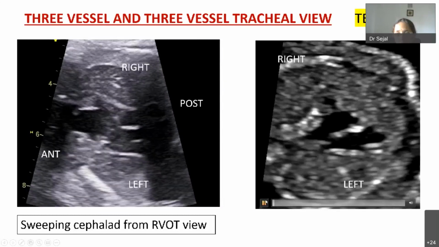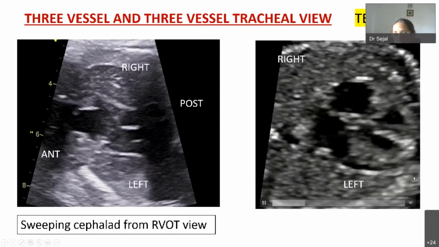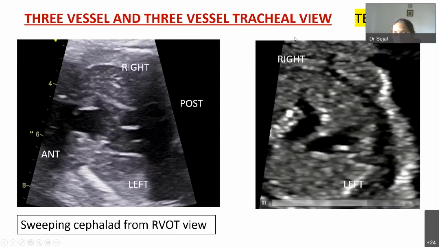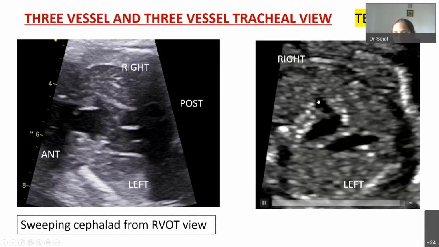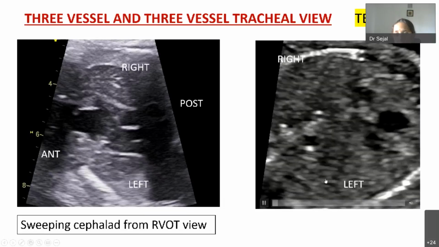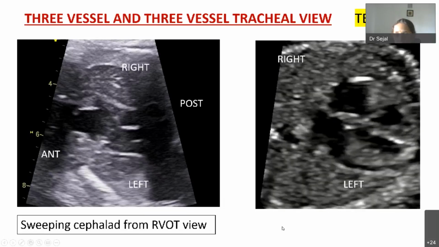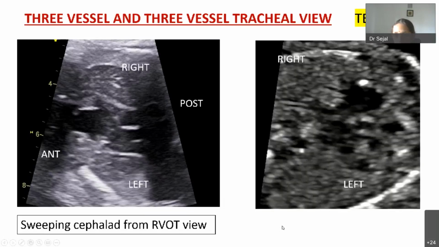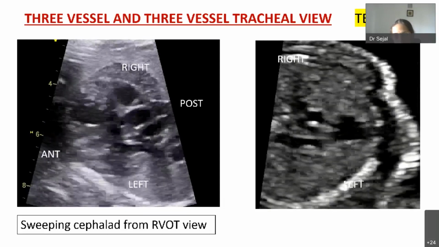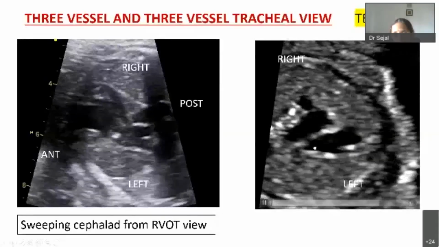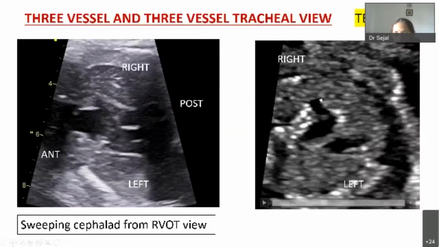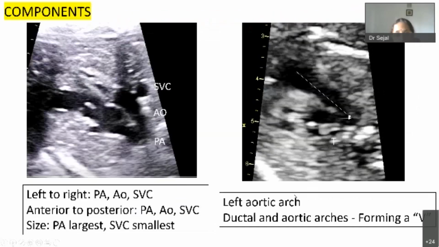So from here, in this view, you can see this is LV, this is the left, and this is the right. So what I have is SVC, aorta, and pulmonary artery. And remember that the correct sequence is very important, size is very important, and the flow is important. Sequence means what? My pulmonary artery is anterior leftward, SVC is posterior rightward. So this is the relationship.